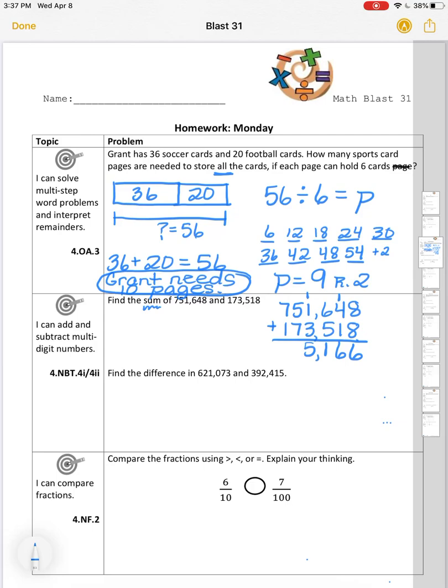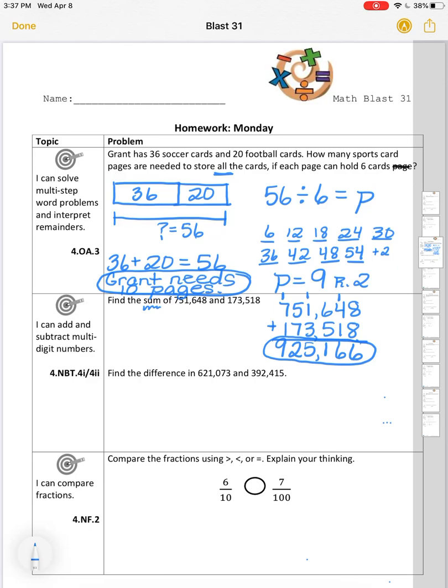In my 10,000s place, I have 5 and 7. That will be 12 10,000s. 10 of those 10,000s are going to bundle and turn into 100,000. And in that 100,000s place, I have a 1, 7, and 1, which is 9 100,000s. So the sum, the answer to our addition problem, is 925,166.